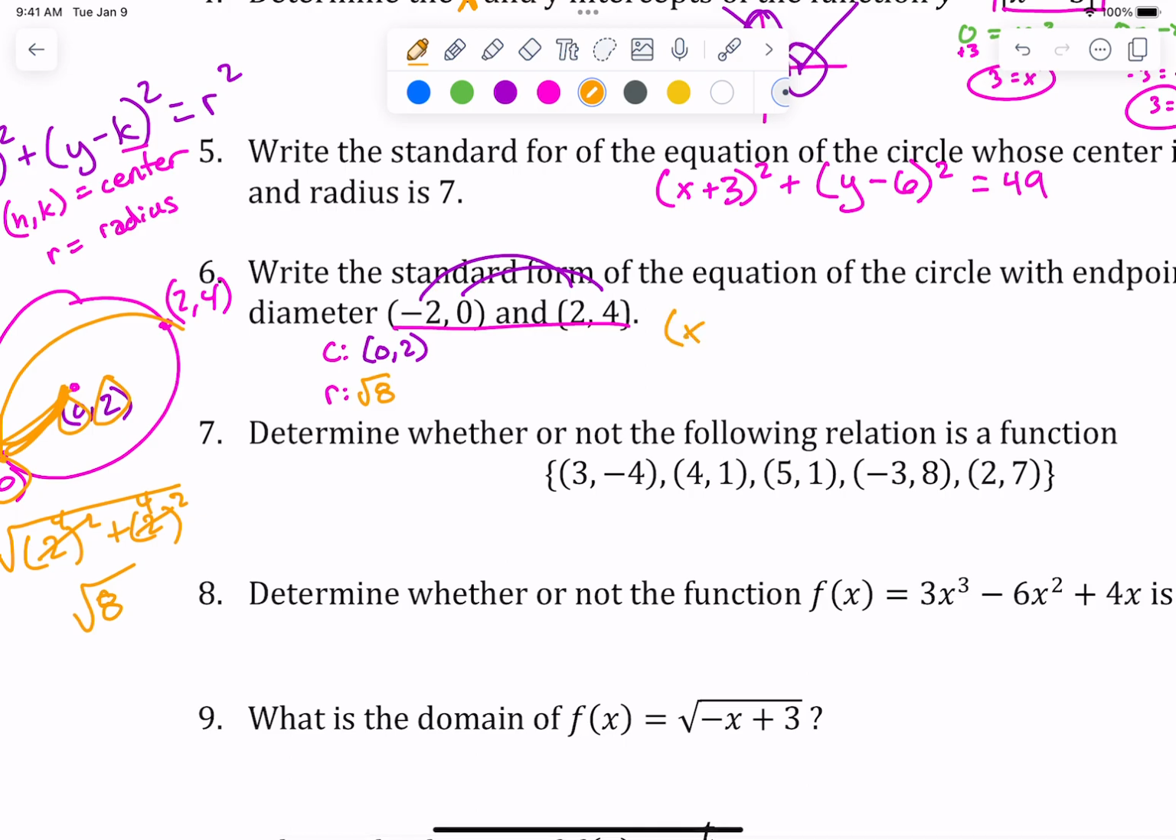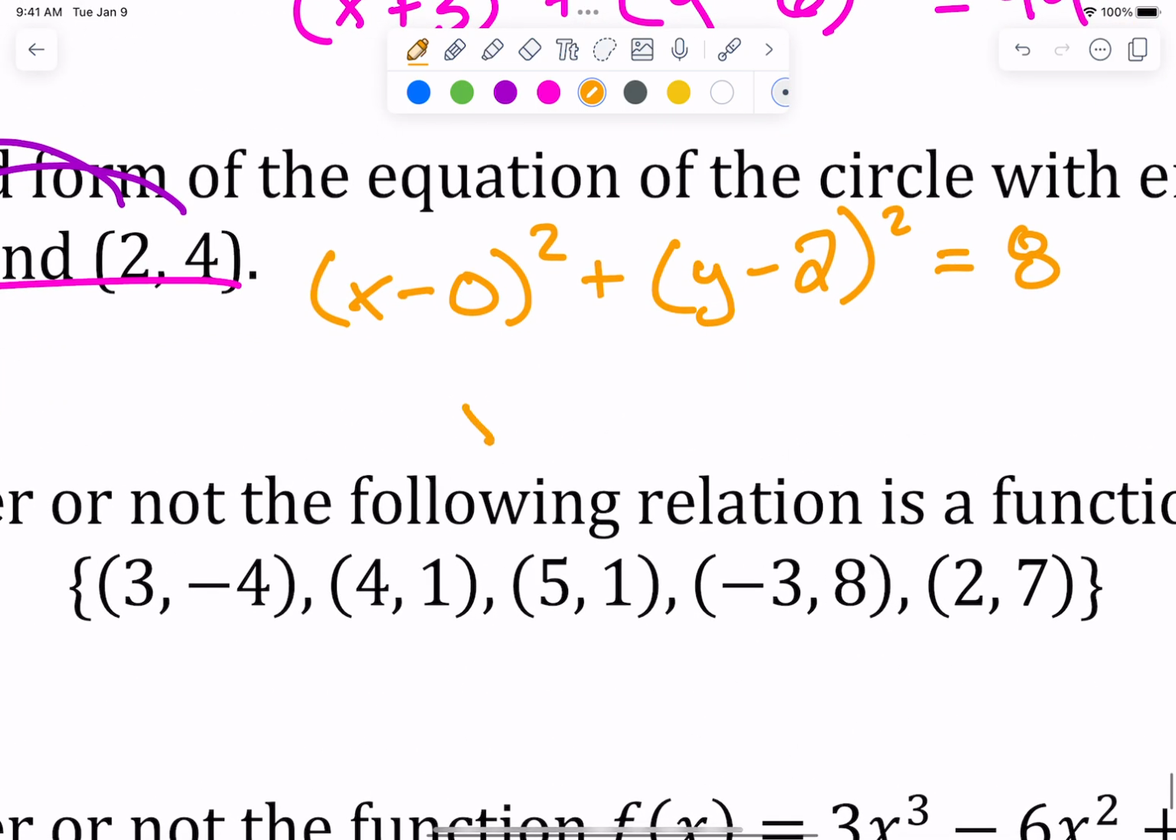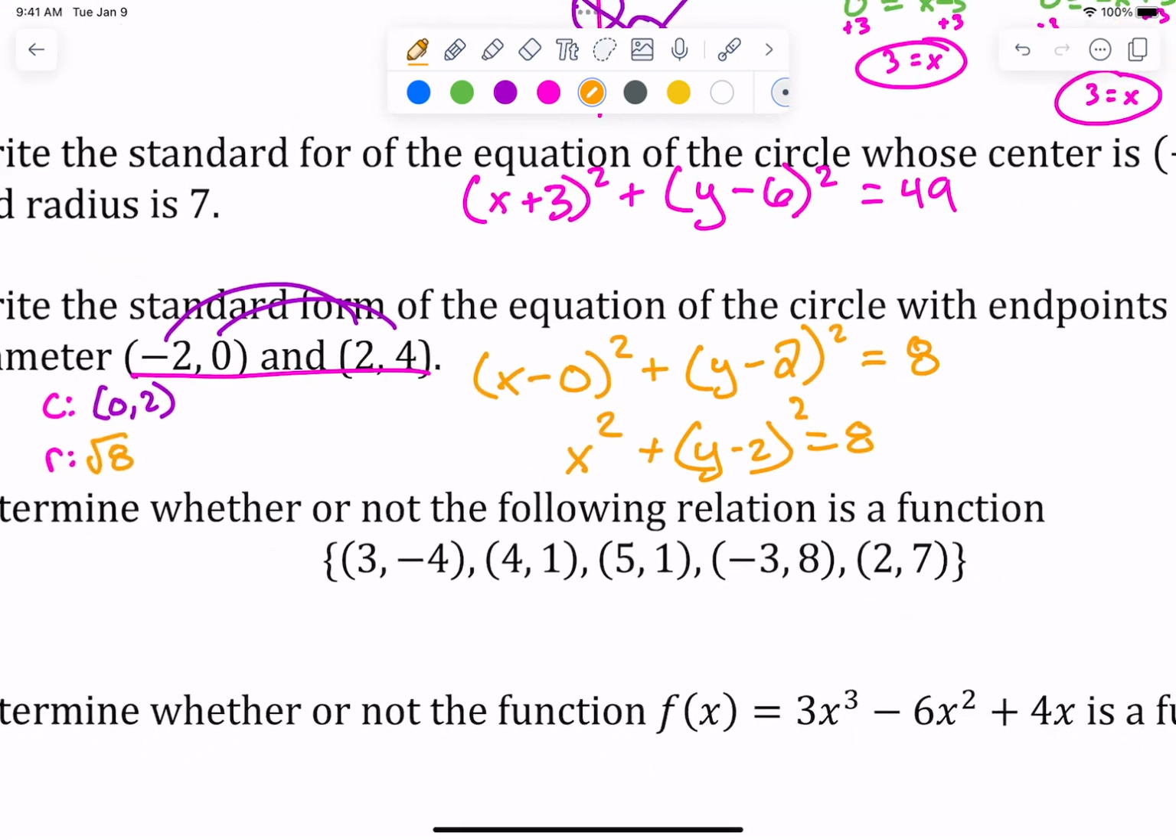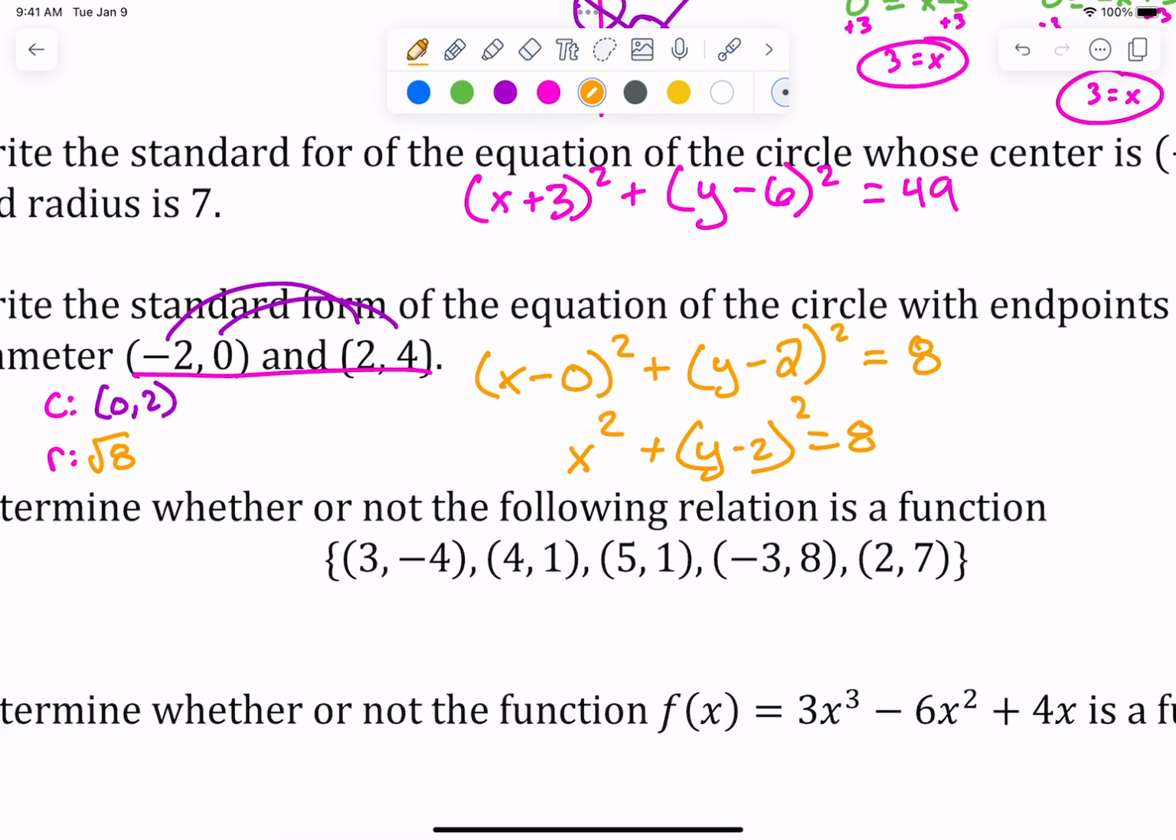x minus 0 squared plus y minus 2 squared equals 8. Why is it 8? Because the square root of 8 squared is just 8. Now you can get away with writing that as just x squared plus y minus 2 squared equals 8 if you want to. If you're one of those people that doesn't like the minus 0, that will work as well. Got it? Good. Okay, answer the next one. Go.